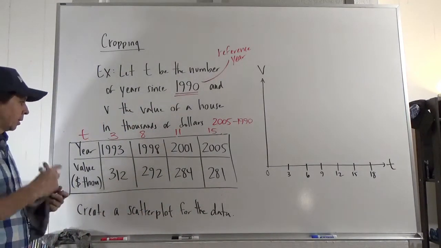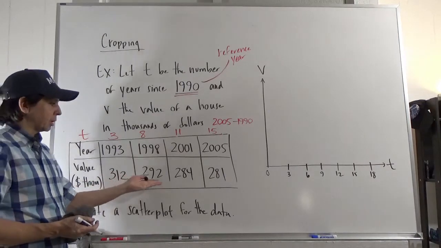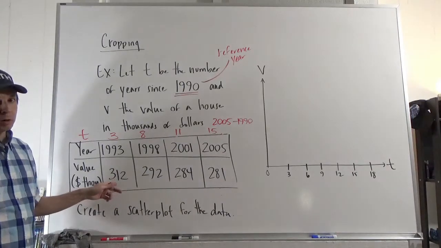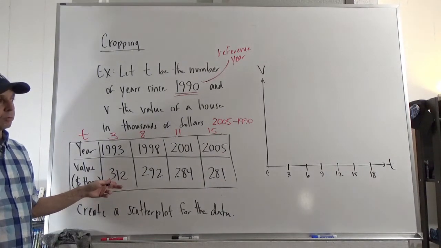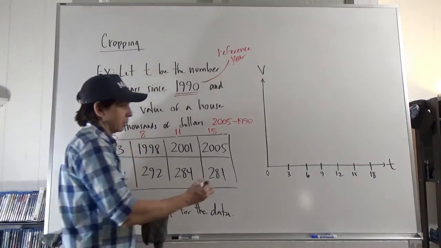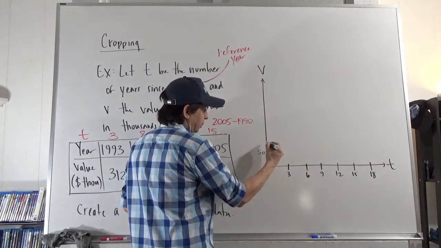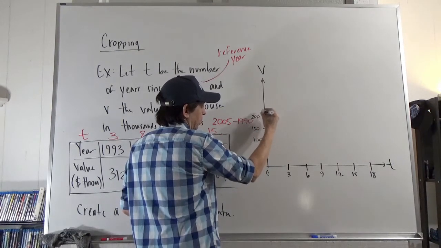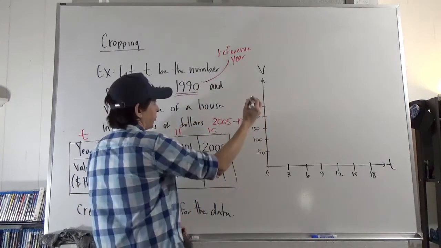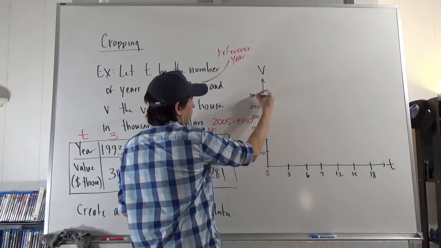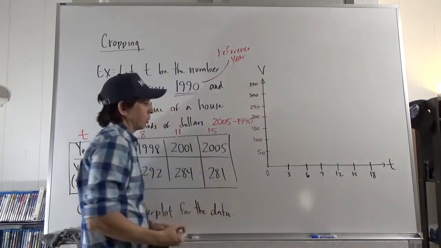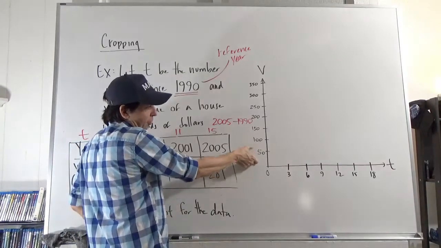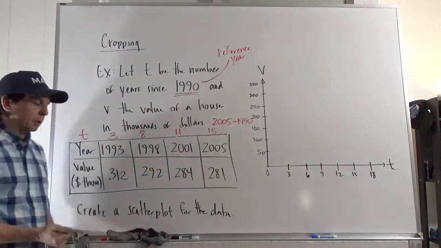Okay, and then 312, 292, 284, 281. So I need to basically get past 312. I'm going to do it kind of roughly. I'm going to go by 50s real quick for no particular reason. 50, 100, 150, 200, 250, 300, and then 350. Okay, and that's a decent scaling right there. Equally spaced, 0 to 50, 50, and I'm going to do the same amount of blocks, equally spaced tick marks.